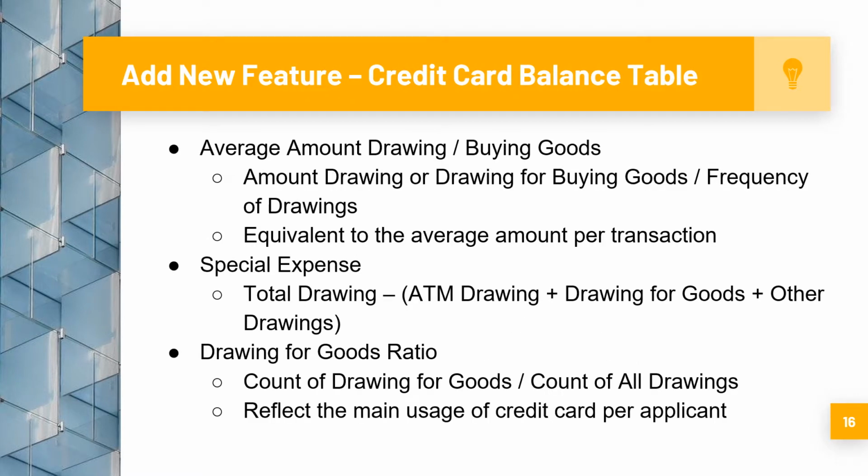Average amount drawing and buying goods are two separate fields to track the average credit card usage behavior of the applicants per transaction. Special expense is more of a flag to show if the applicant has some uncategorized usage with their credit card. Drawing for goods ratio shows the main usage of the credit card for the applicants, whether it is more on buying goods or drawing cash.